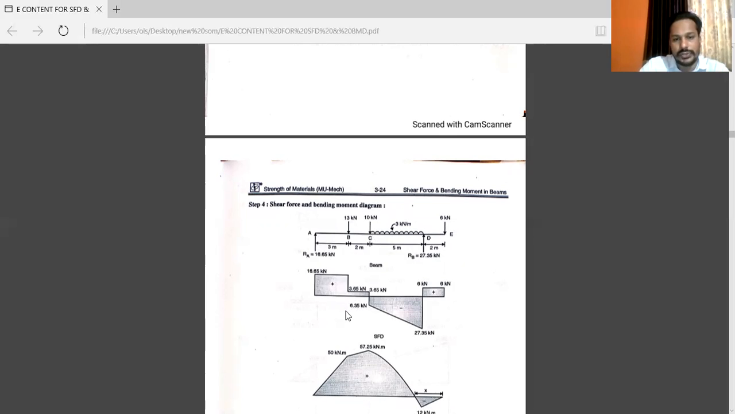minus 6.35. Then at point D, it's minus 27.35 plus 6 kilonewton. At point E, the values are 6 and 0.